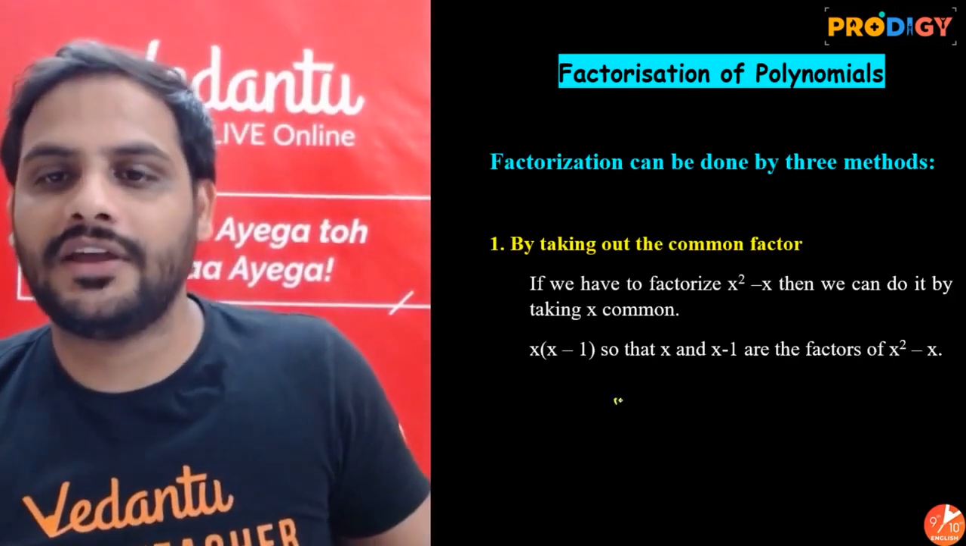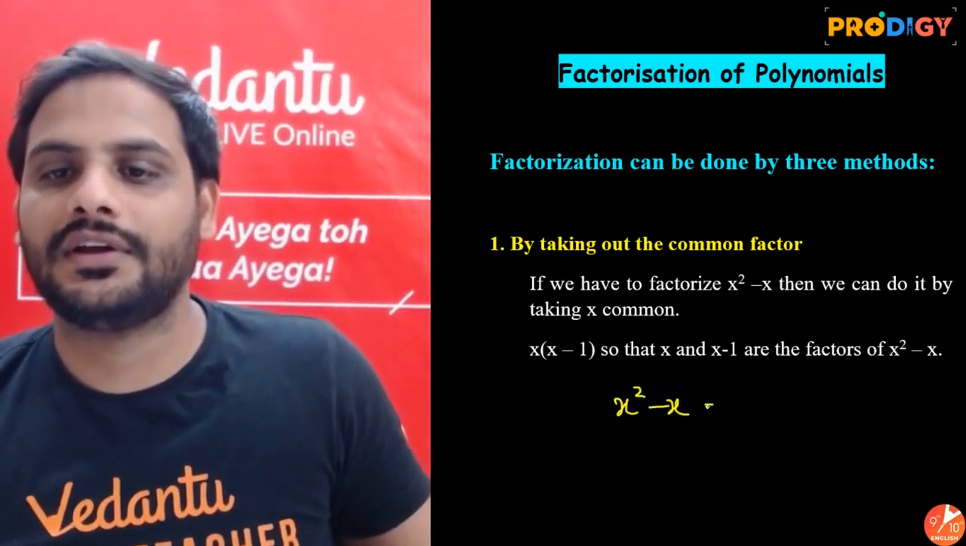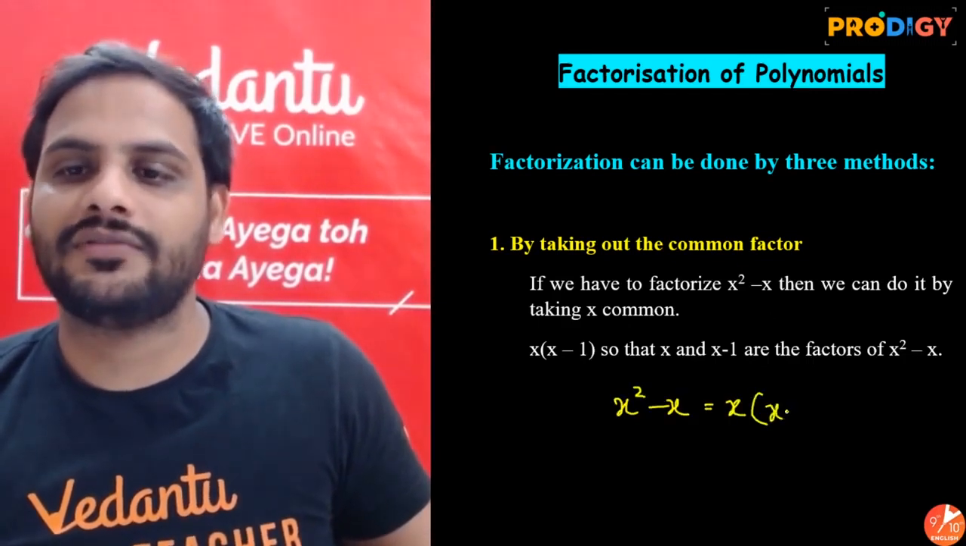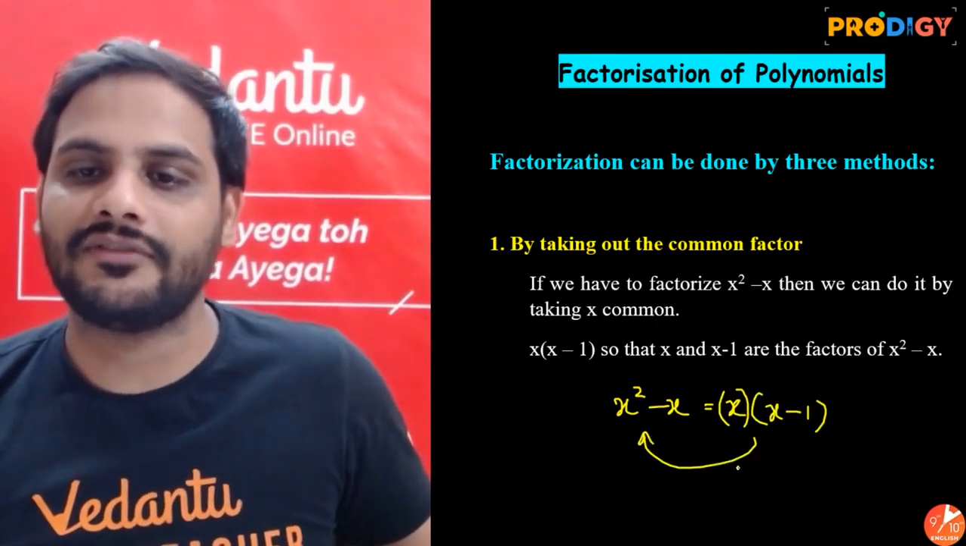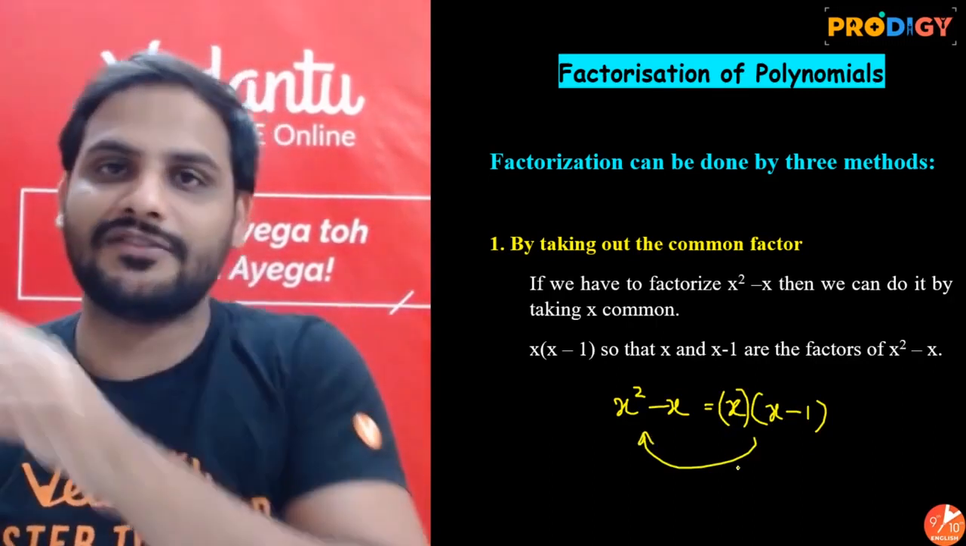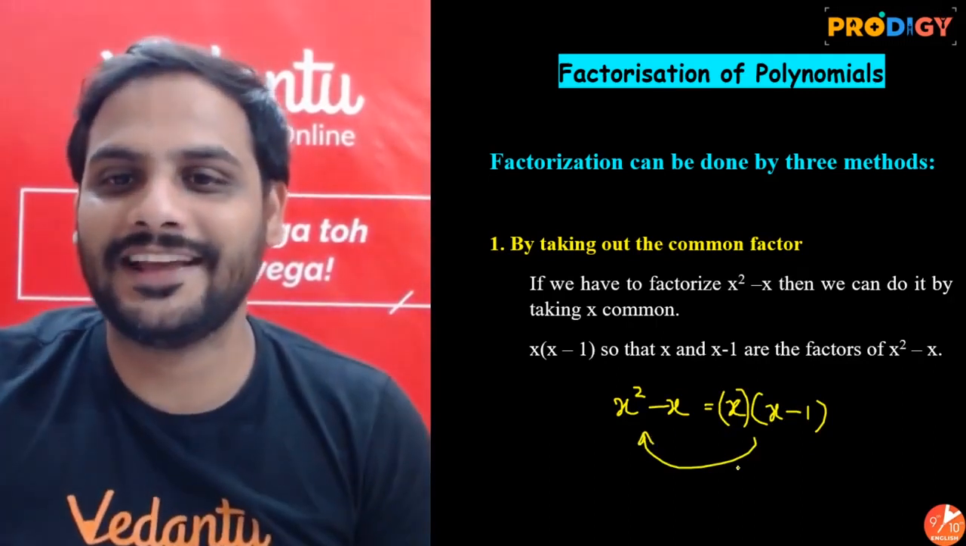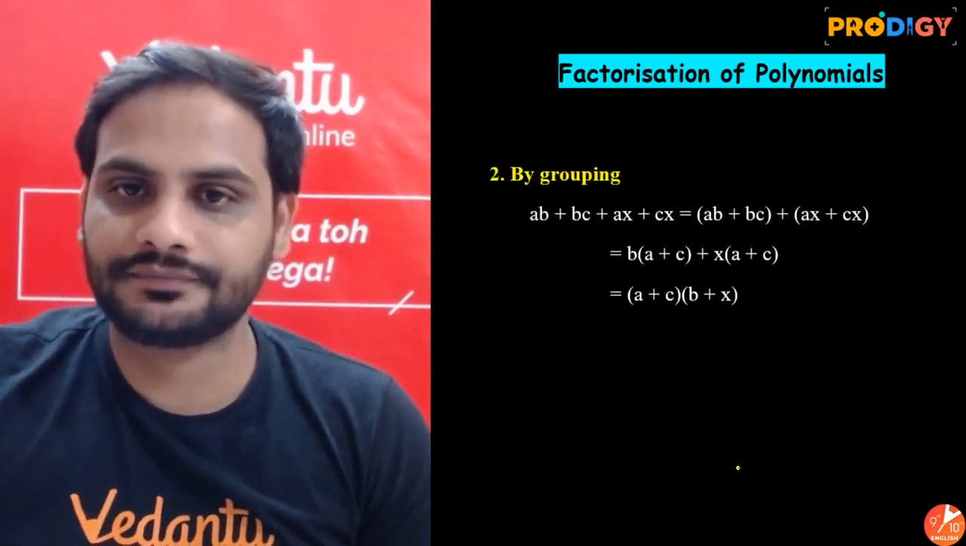For example, if I give you x square minus x, you can take x common, and you are left with x minus 1. So x into x minus 1 are the factors of x square minus x, the product x into x minus 1. Okay? So that is like taking the common factor.